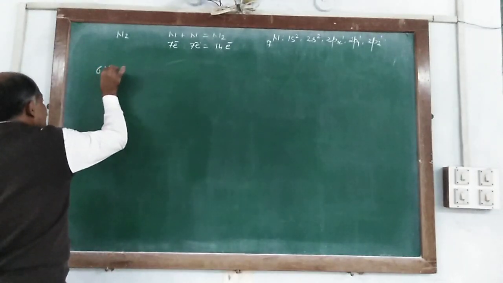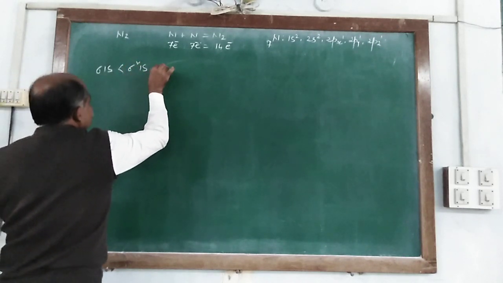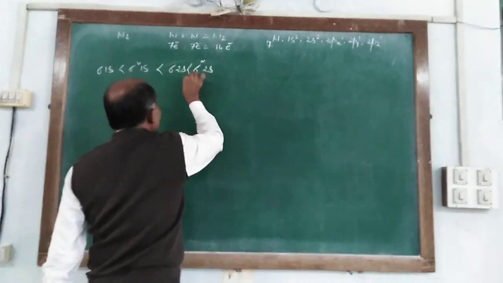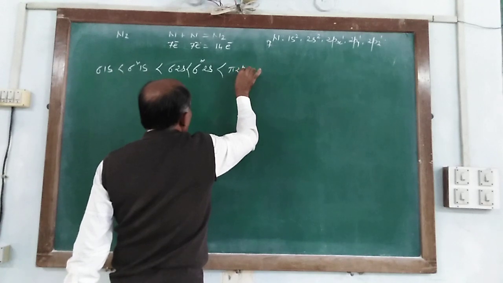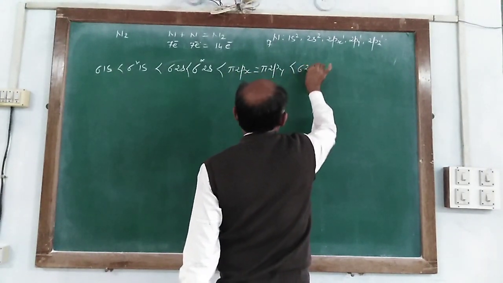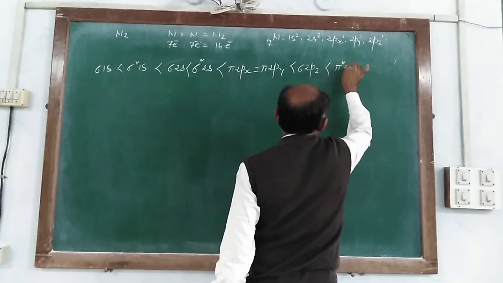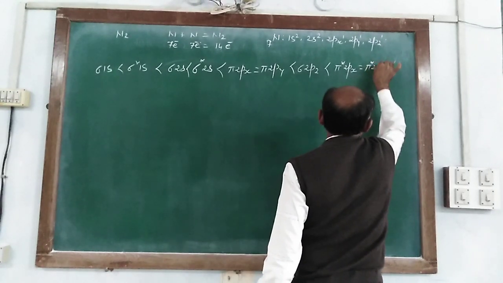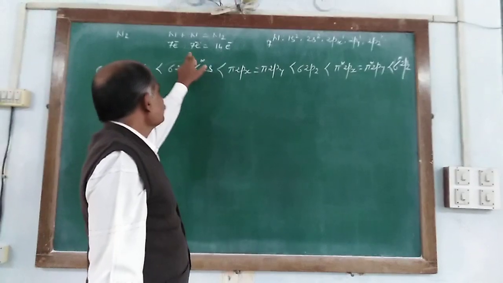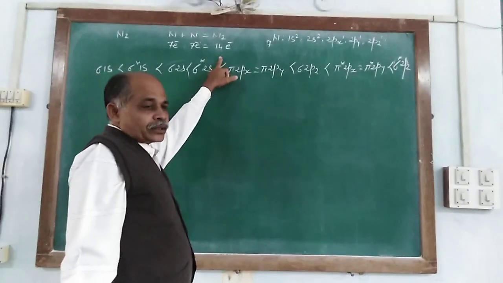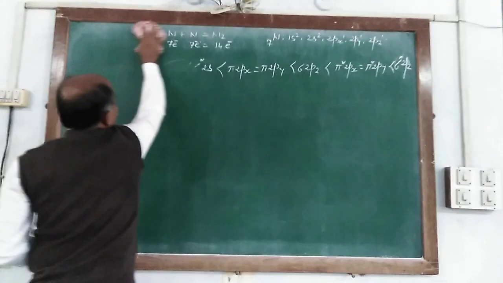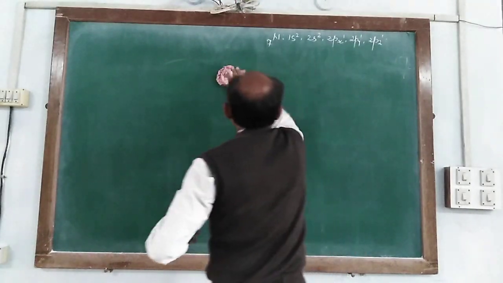sigma 1s, sigma star 1s, sigma 2s, sigma star 2s, then pi 2px is equal to pi 2py is less than sigma 2pz is less than pi star 2px is equal to pi star 2py is less than sigma star 2pz. Because in the N2 molecule there are 14 electrons, according to this sequence, we accommodate the 14 electrons in different molecular orbitals.